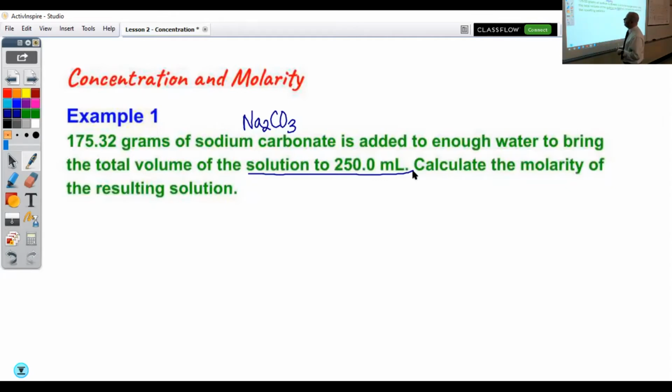Okay, let's take a look at this problem. So we're going to start off here with 175.32 grams of Na2CO3. Remember, if we are looking to figure out the concentration, we're trying to identify the number of moles per liter. So if we have grams, our first objective is going to be to convert that number of grams into moles.